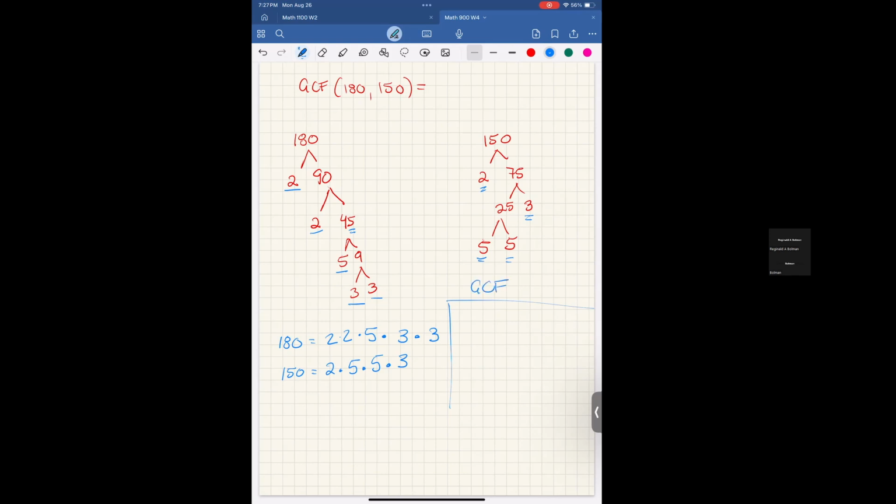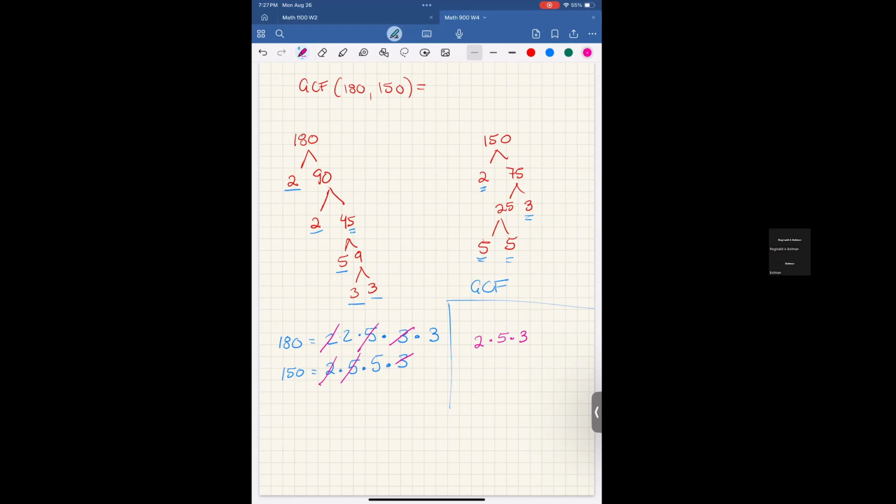So now we are going to locate the GCF. Just as before, we're going to cross out numbers that are in common, or factors that are in common. Since we have a 2 in common between 180 and 150, I will cross out one set of 2. I also see that I have a 5 in common between 180 and 150, and a set of 3 in common with 180 and 150.